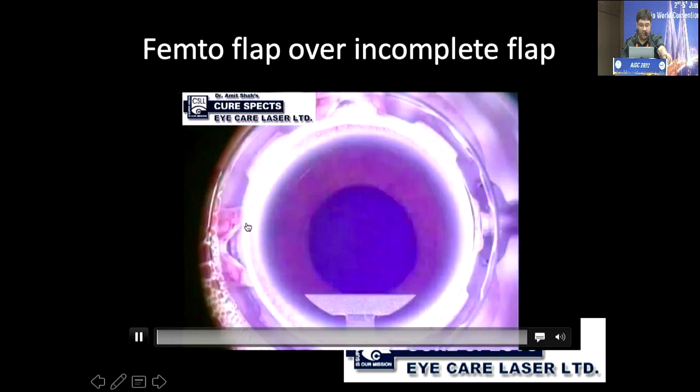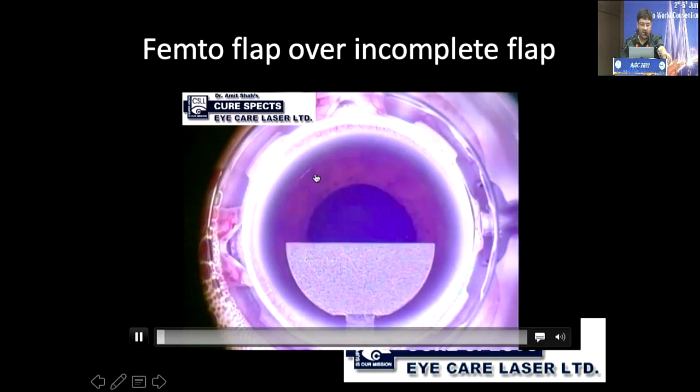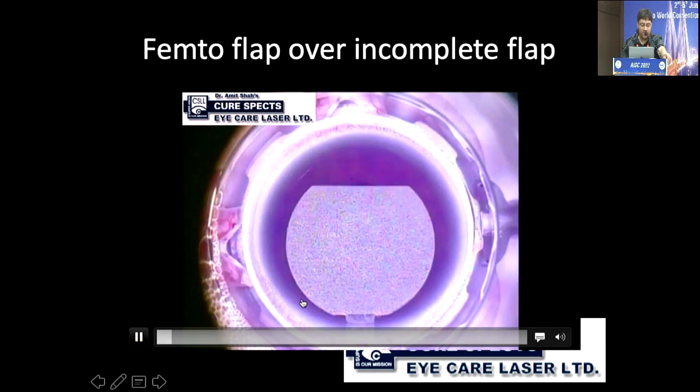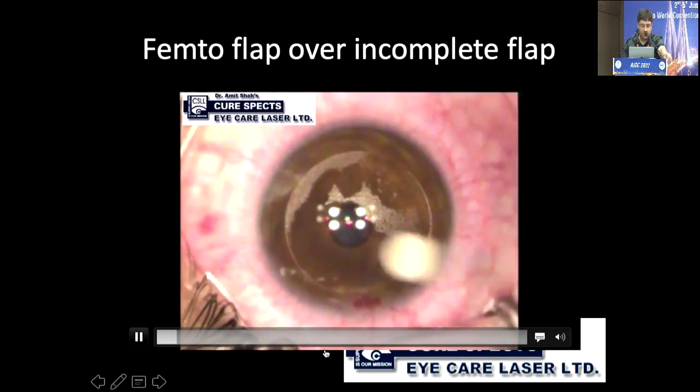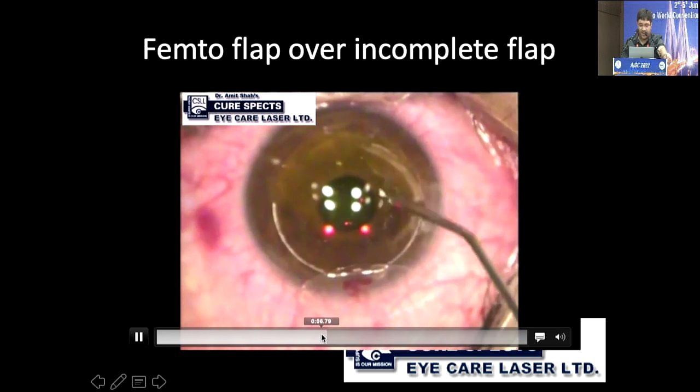Another thing, you can even make a small flap using the Femtosecond laser platform as well. So here we are trying to make a femto flap. Here you can see this is the old flap margin, which is an incomplete flap. Here we have made a flap which is slightly smaller and 0.5 millimeter inside. And just see, absolutely fine and smooth.